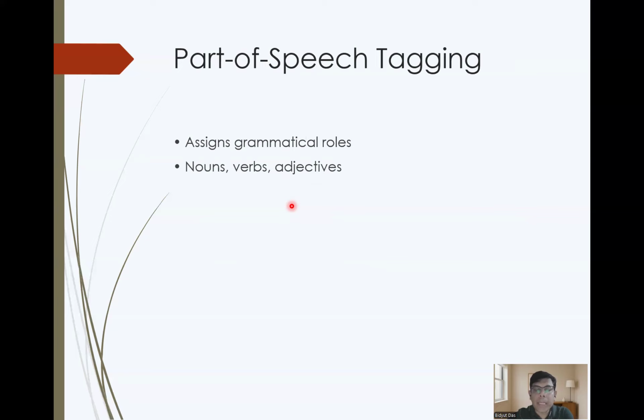Part of speech tagging is another task of NLP, identifying which word is a noun, which one is a verb, and which word is an adjective. So this is the grammatical role of NLP, identifying the grammar from the text.